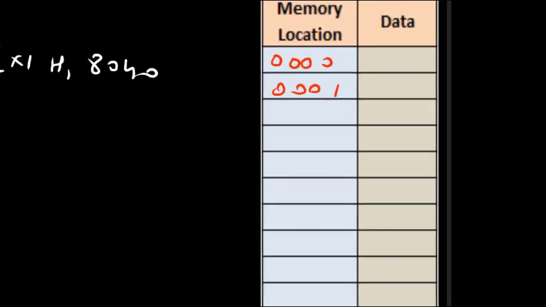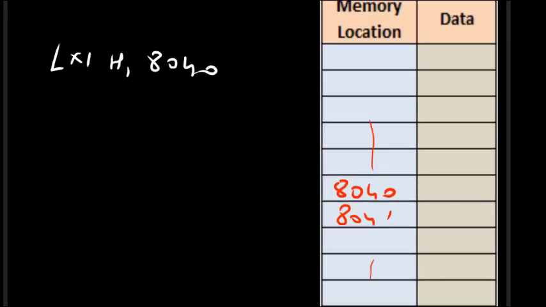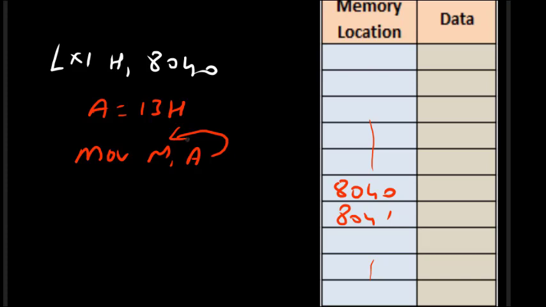There are so many memory locations. Suppose somewhere here, maybe I'm not drawing it to scale, we have 8040, and then of course here we have 8041 and so on. Suppose register A contains 13H, and we write the instruction MOV M, A. This instruction transfers the contents of register A to the memory location. Now which memory location? The one pointed to by the HL register pair.